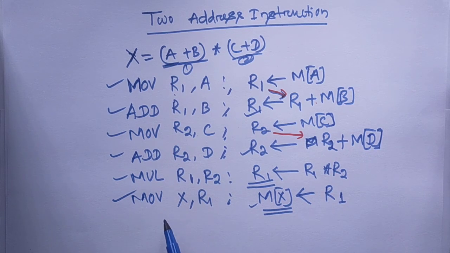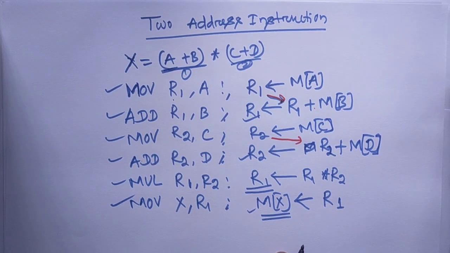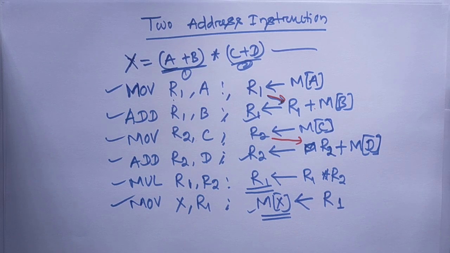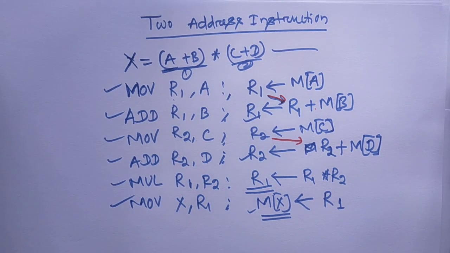So now I hope all of you understand this two address instruction, how it is defined for a given expression. This expression is given, and I explained in a very simple way how it is defined. I hope all of you understand this two address instruction.